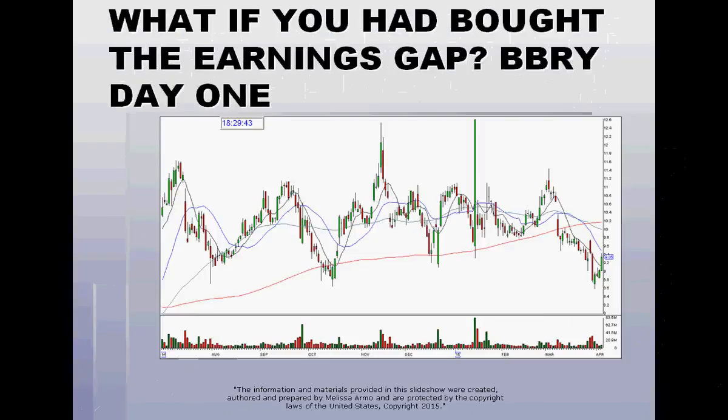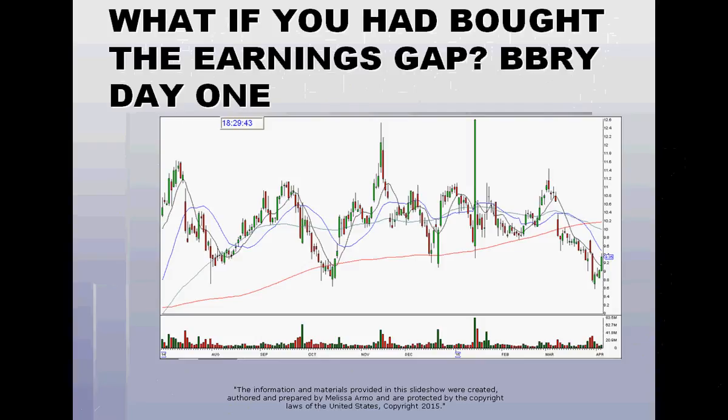Now, what if you had bought the earnings gap on BBRY day one? I'm using this in here because, again, this is where the gap analysis of the chart comes in. When you're rating the gap in the 26 points, you're looking at the price of the gap to determine if it's good or not. You are looking at BBRY. If you look to buy that earnings gap, it did gap up. You would have been looking to buy it if you do anything, but it wouldn't have rated good as a buy.